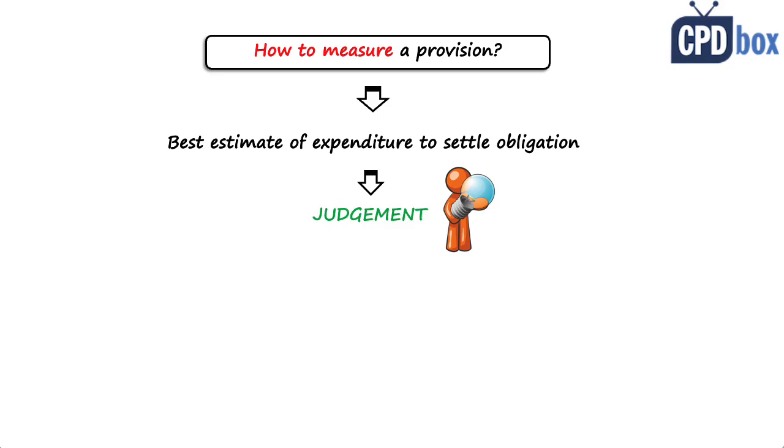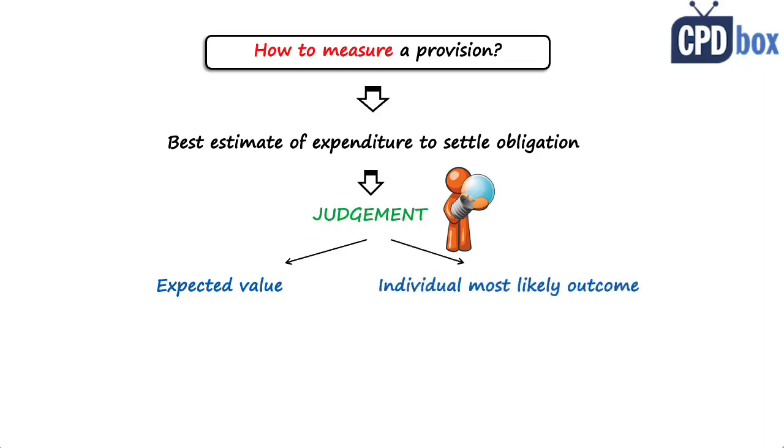There are two most common ways of measuring provisions. The first one is so-called expected value. So you have a lot of probable outcomes. Each comes with probability and you calculate some weighted average. The second method is used when a single obligation is being measured, so then a provision would be set as the most likely outcome. When measuring provisions, there are several considerations we must look at.